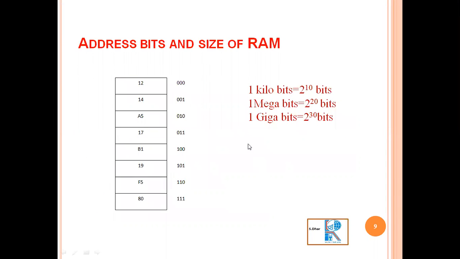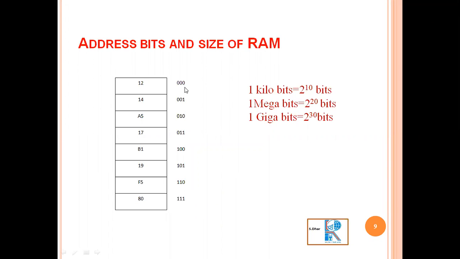After the RAM, see here how the data is stored into the RAM. Clear? On the left hand side, see here, I have shown you a total RAM. Here 12, 14, A5, 17, B1, 19, A5, 80, all are written in hexadecimal code. These are the data which is stored into the memory. Clear?